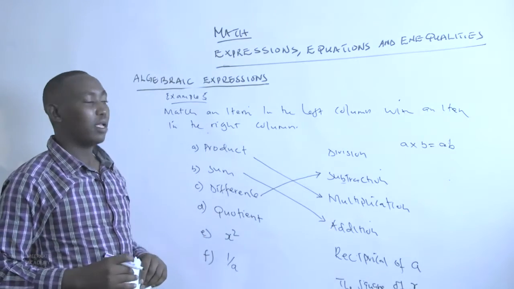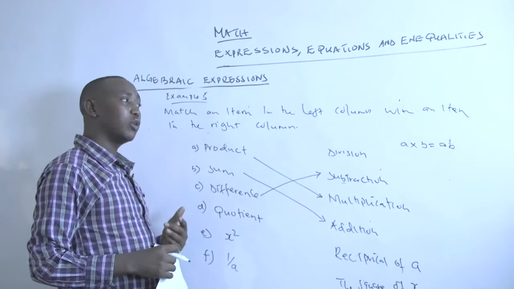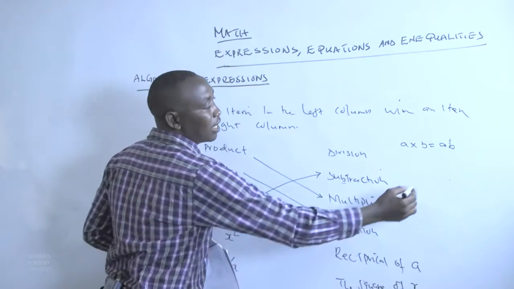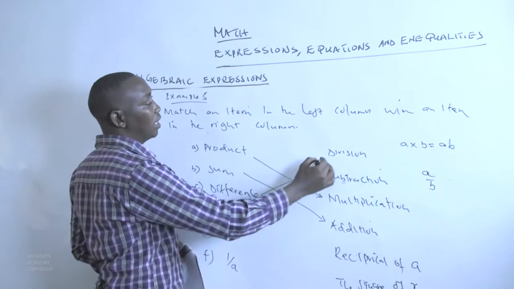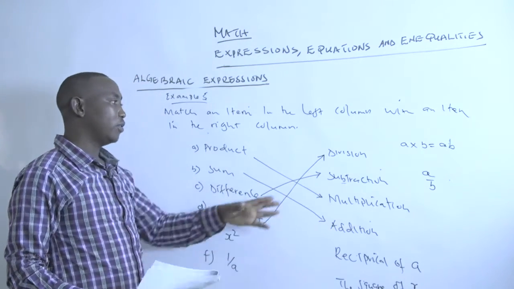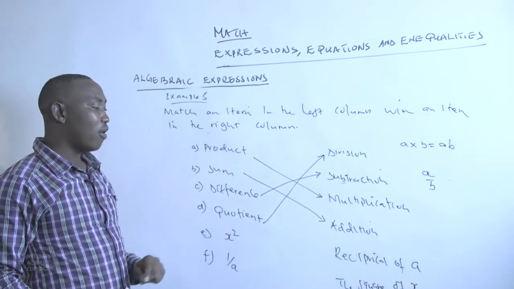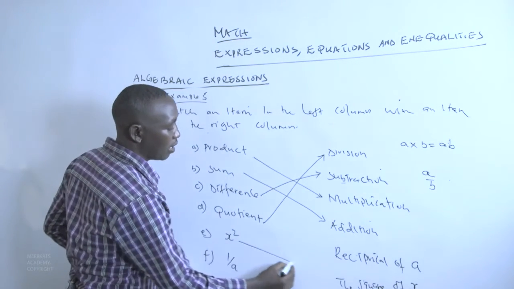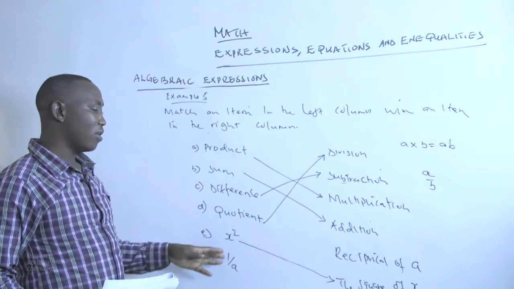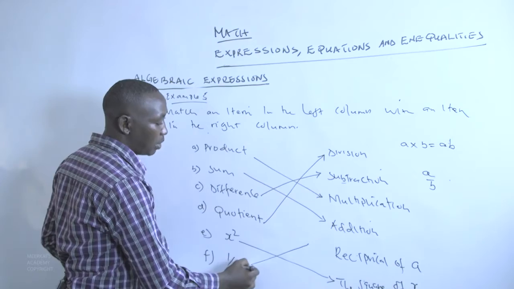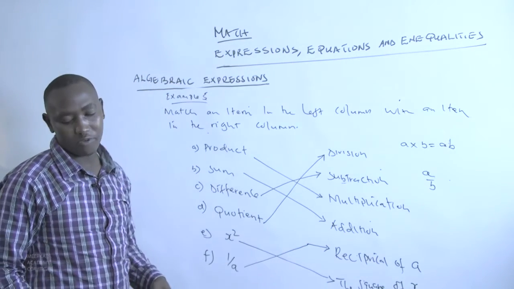Quotient is normally used whenever you are dividing terms. For instance, when you get told to obtain the quotient of a and b, that means you take a, you divide it by b, and therefore quotient simply means division. So we can either use division or we use quotient. Square of x is simply synonymous to that, the square of x. Then 1 over a is the same as the reciprocal of a. So the reciprocal of a is 1 over a.